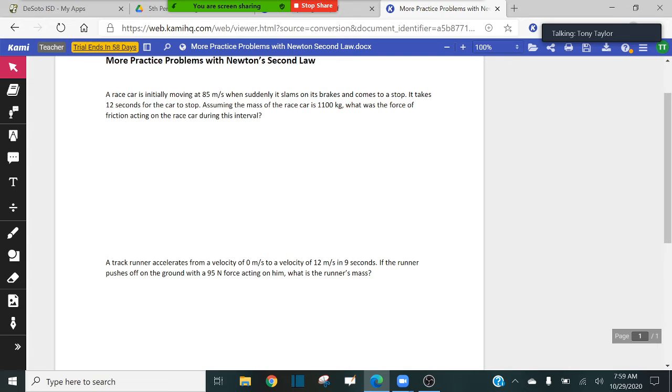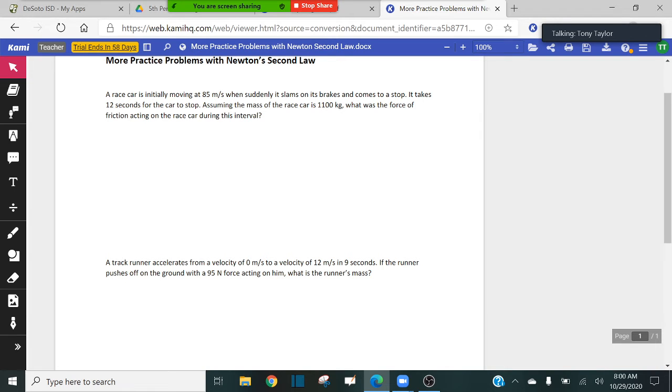Look at these word problems right here. It says a race car is initially moving at 85 meters per second, and suddenly it slams on its brakes and comes to a stop. It takes 12 seconds for the car to stop. Assuming the mass of the race car is 1,100 kilograms, what was the force of friction acting on the race car during this interval? Okay, so guys, we're going to need 2 equations to solve for this problem here.